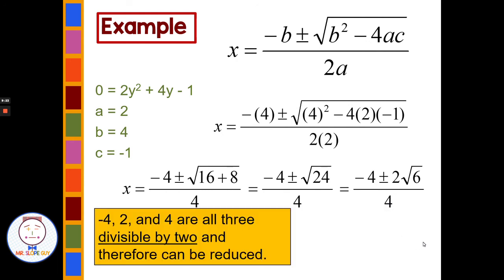Well, the number that can divide into all 3 is 2. They're all divisible by 2. So to reduce this radical, I have to divide each of those by 2 to get negative 2 plus or minus radical 6 over 2. And if I don't simplify that, it can be marked wrong. So I need to look at those 3 positions to see if any number will divide evenly into those 3 terms. So my answer, today we're leaving everything in radical form. So we'd have negative 2 plus or minus the square root of 6 over 2.